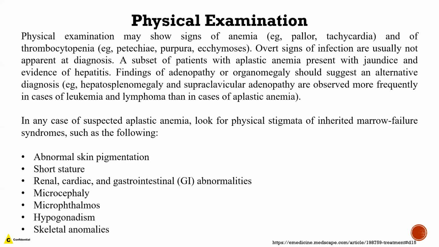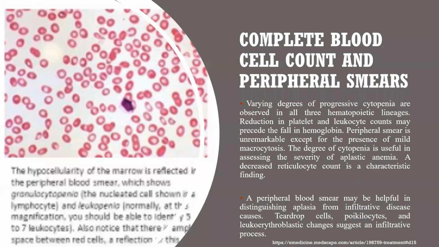Patients with aplastic anemia do not present with jaundice and evidence of hepatitis. Findings of adenopathy or organomegaly should suggest an alternative diagnosis. In case of suspected aplastic anemia, look for physical stigmata of inherited marrow failure syndromes, such as the following: abnormal skin pigmentation, short stature, renal, cardiac, or gastrointestinal abnormalities, microcephaly, microphthalmos, hypogonadism, and skeletal abnormalities.